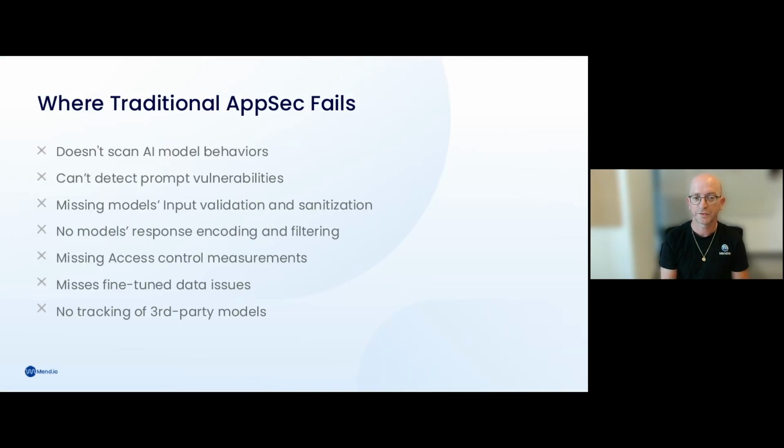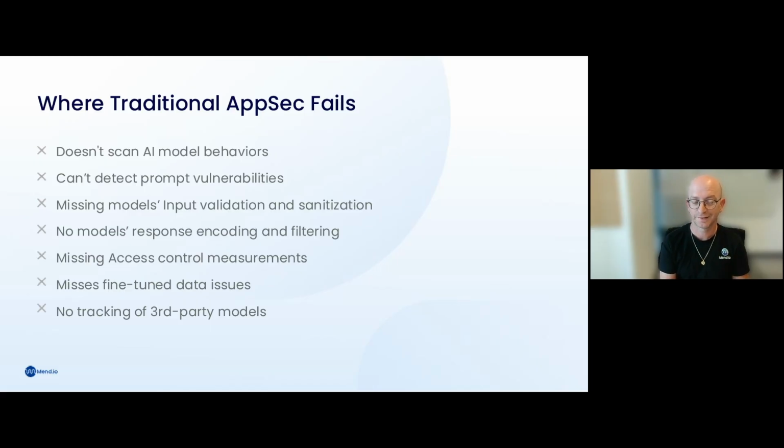Why does traditional application security fail to manage all these risks? So first, it doesn't scan AI models' behavior at all. No matter what type of application security capabilities you have, SCA, SAST, DAST, and so on, they're all designed to interact with traditional types of software. They do not know how to interact with models and do not know how to attack them with the new attack vectors. They are not designed to detect prompt vulnerabilities.